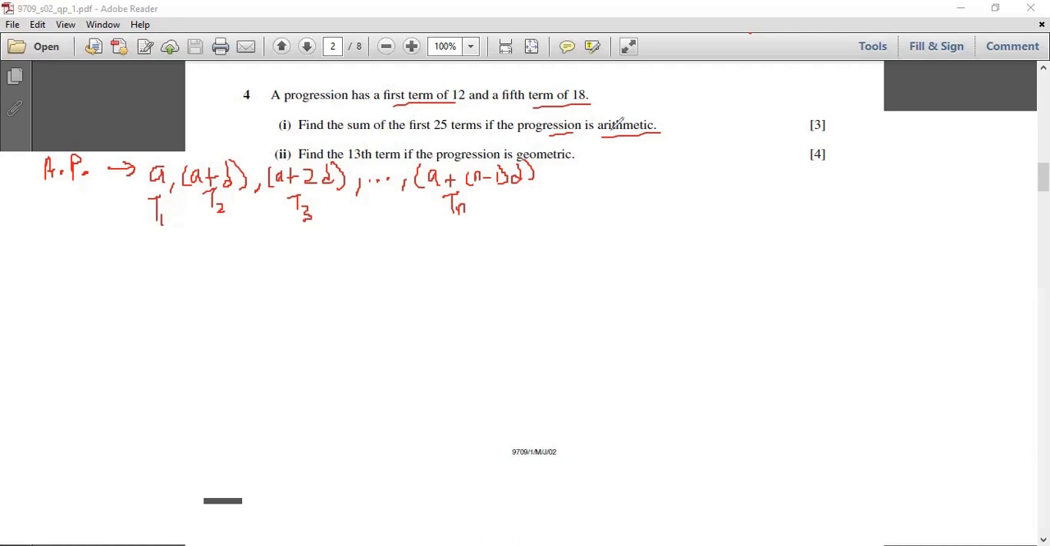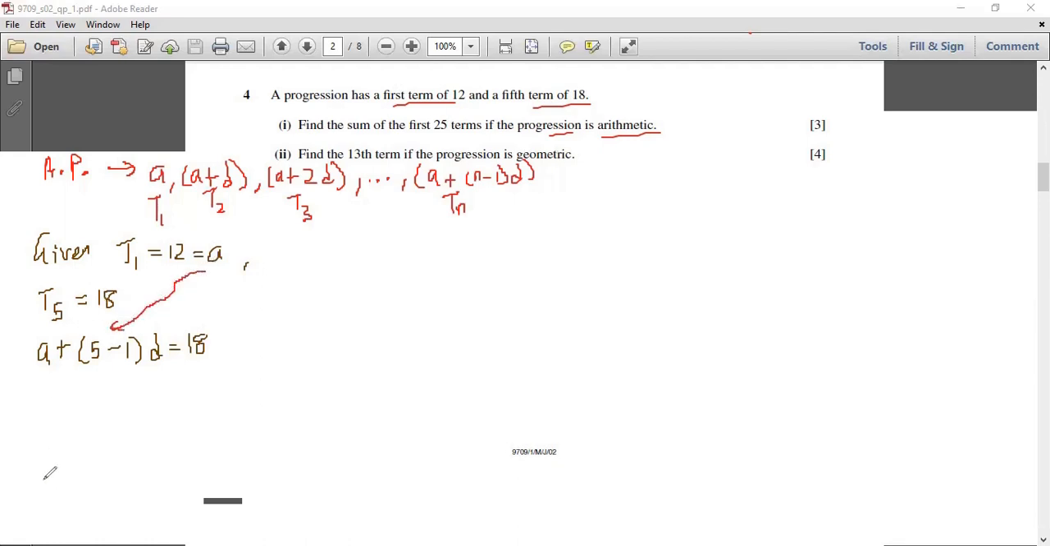If the progression is arithmetic, we're given the first term. Sometimes you don't know what to write when solving a question; just write the word "given" whenever it's given information. So T1 is 12, that means A is 12, just shorthand for A is 12. And the fifth term, T5, is 18. So A plus (n minus 1)D, with n replaced with 5, is going to be 18. I just do it loosely like that, and yes, you can write like this in the exam.